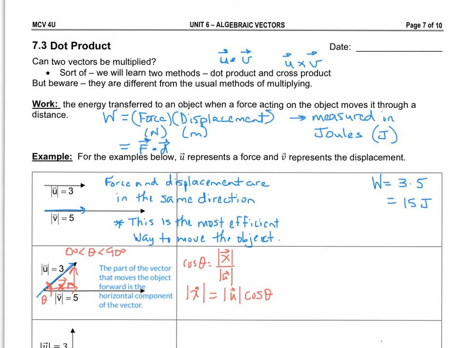So I've just added in the fact that the part of the vector that moves the object forward is the horizontal component of the vector, and I've also added the fact here that our theta is going to be between 90 and 0 degrees here. So this will still be okay for moving the object forward. It's just not as efficient as our option up above.